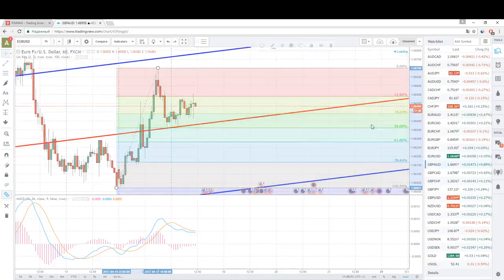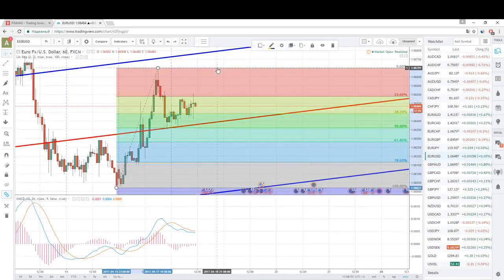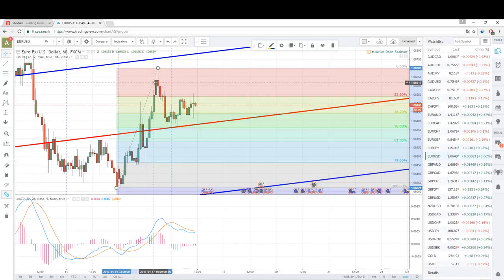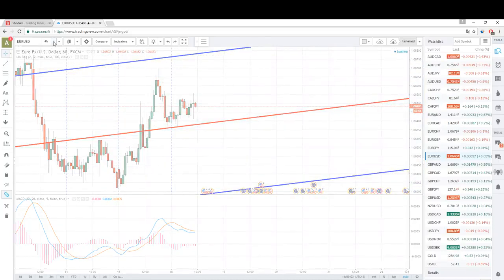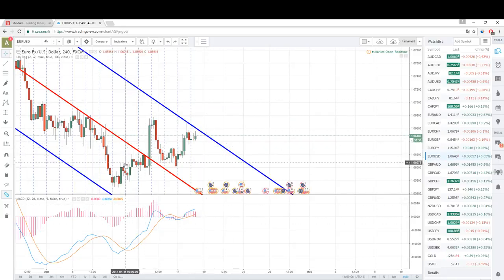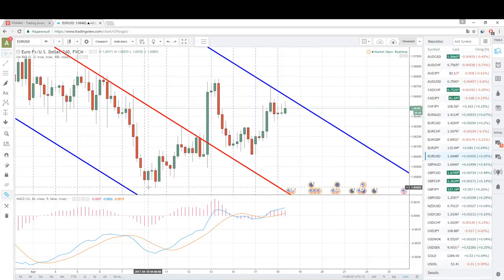So let's switch to another time frame and see how we can use it. Let's see 240 minutes. Here we see the minimum of the price. Let's draw it.